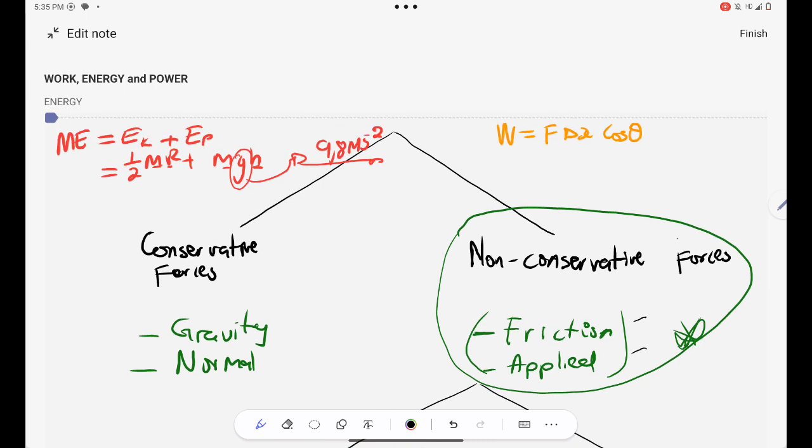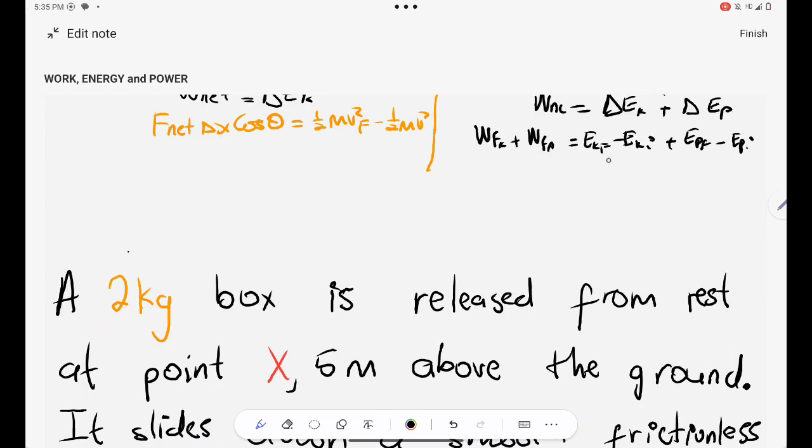Remember the equations for kinetic energy and potential energy: EK is equal to half mv squared, and potential energy is equal to mgh. I just don't have enough space to write over there, but we just substitute half mv squared final minus half mv squared initial plus mgh final minus mgh initial. That's how you deal with work done by non-conservative forces.